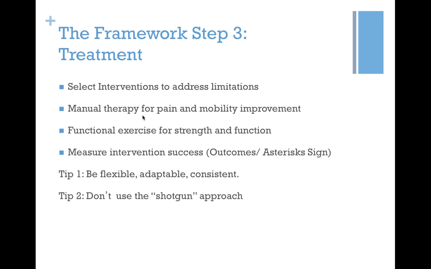And to measure these interventions, obviously one of the most important things we can do is outcomes, both clinician-rated outcomes and patient-rated outcomes. But something we can also do is look at an asterisk sign. So a lot of times I may have a patient say they're having difficulty with pain. It hurts for them to lean over. And so I'll have them bend over before I apply my intervention, and have them do it after.